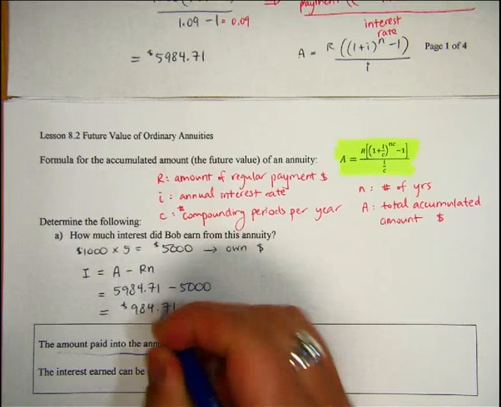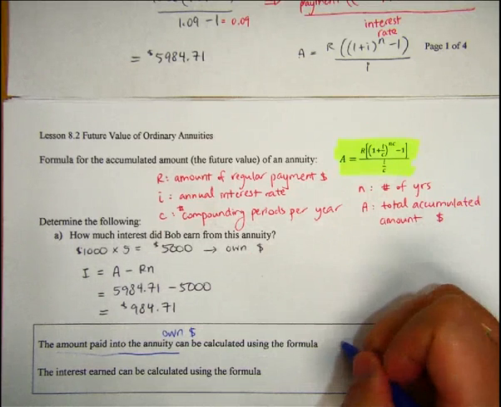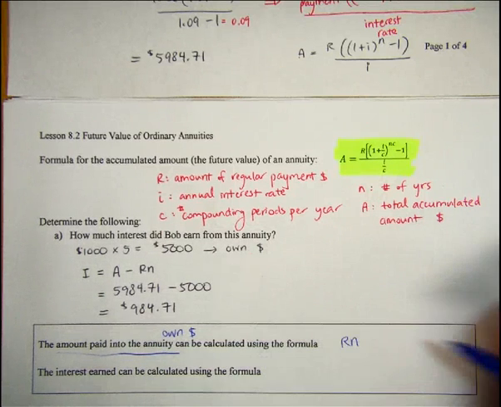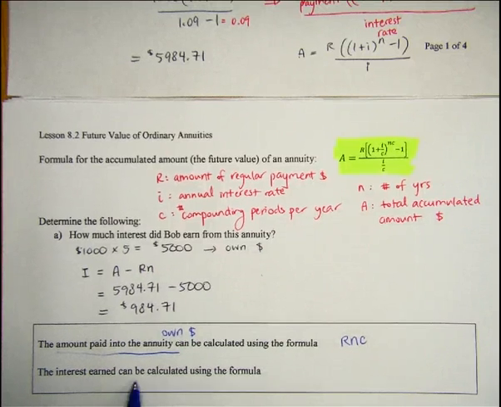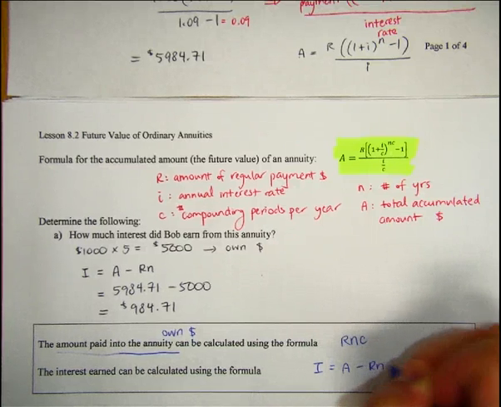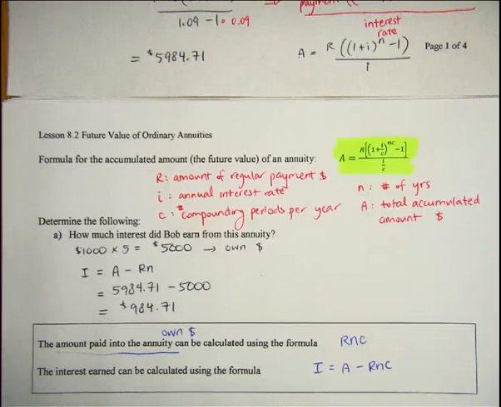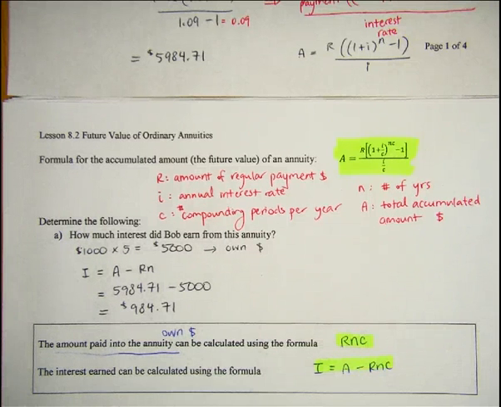All right, again, because the compounding frequency may be more often than once a year, the amount paid into the annuity, meaning your own money invested, can be calculated using the expression RnC. And the interest earned can be calculated by subtracting RnC from the total accumulated amount. So you might want to just highlight those formulas. And we'll finish off the example in the next video.